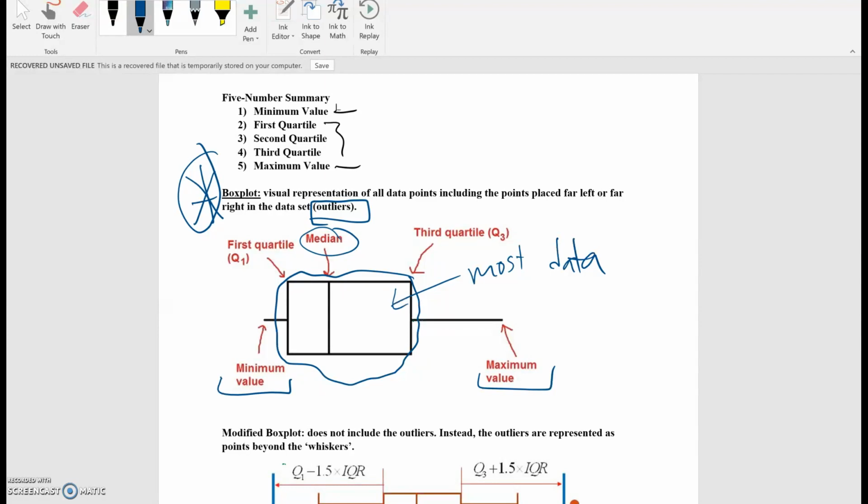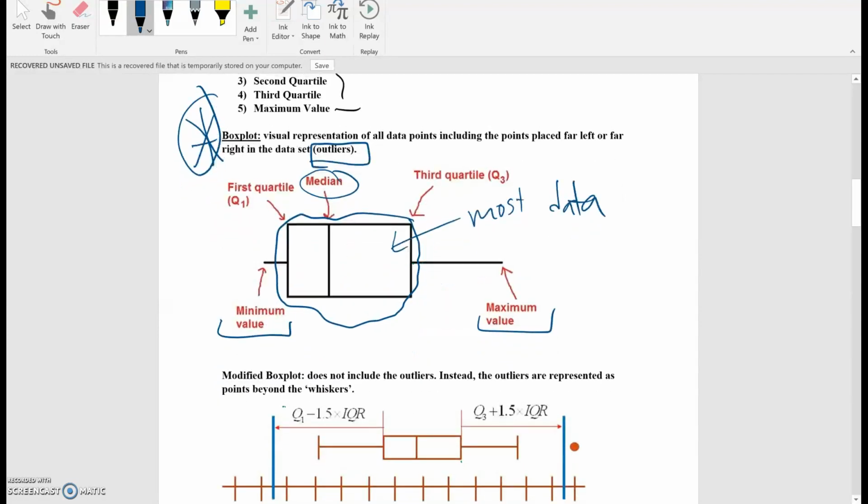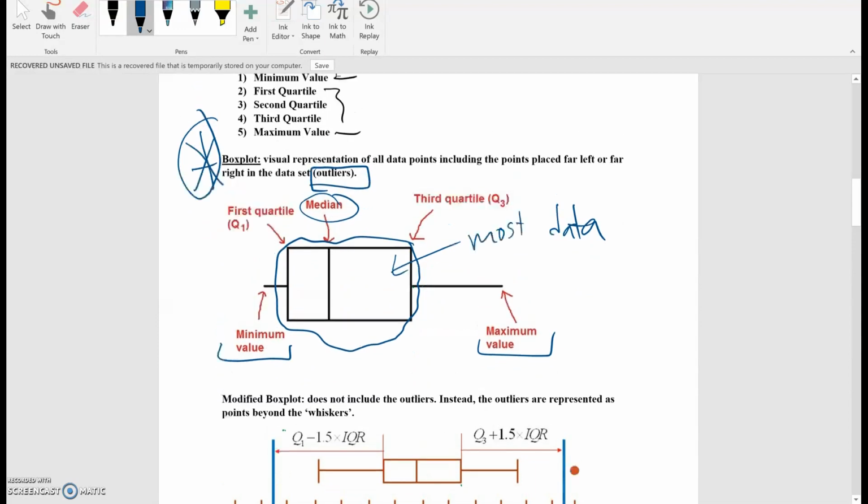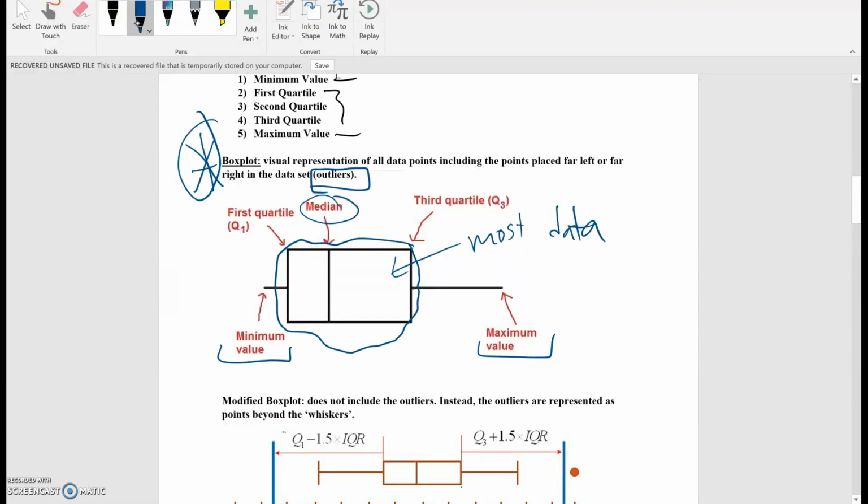Something else that I can say is that there's 50% of the data right here, and the other 50% is outside. That makes sense because the quartile here is 75% and the quartile here is 25%. If I subtract that, I will get 50%.